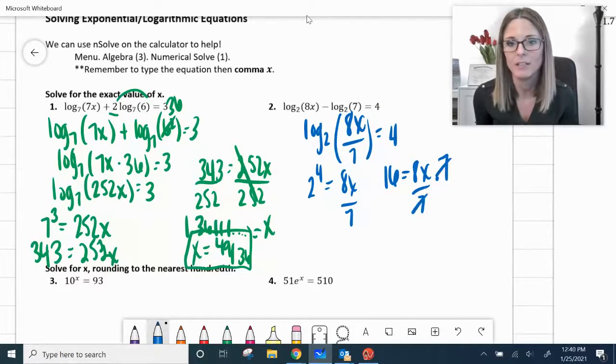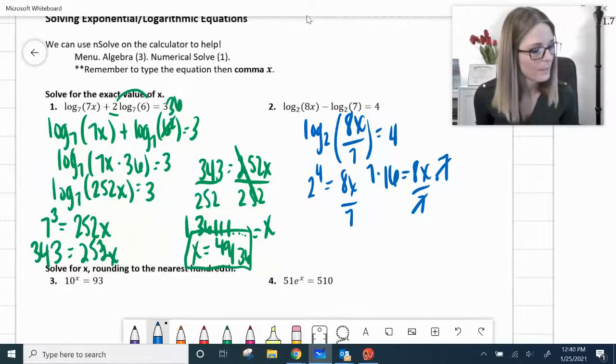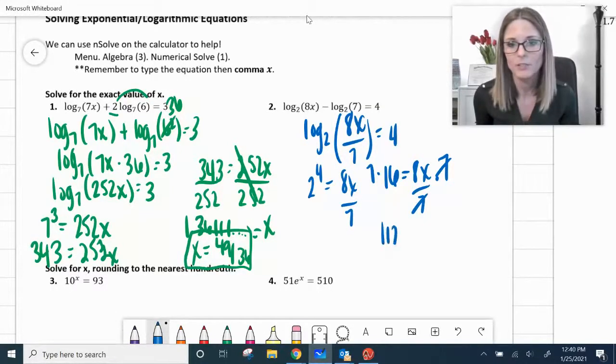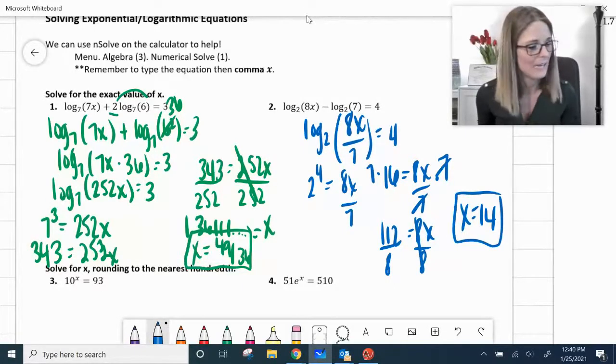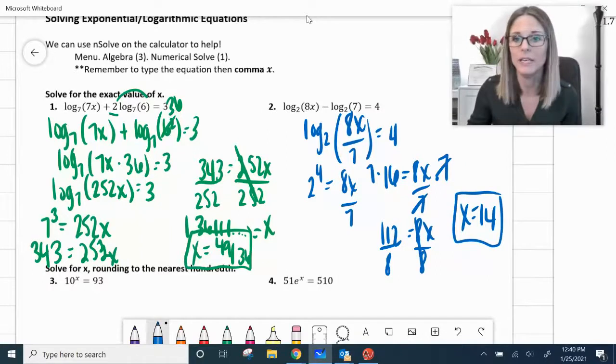Times 7 gives us 112 equals 8x. Divide by 8. X equals 14. So that one's not so scary. Okay. So again, if you want to go and hit that up on the calculator, it should give you 14.